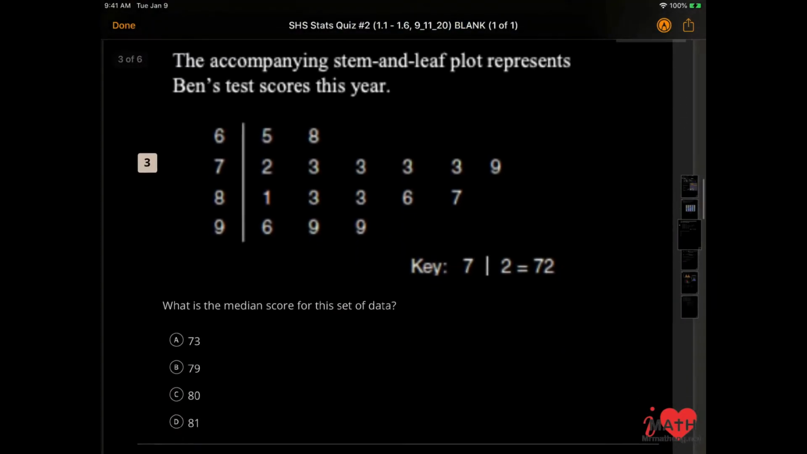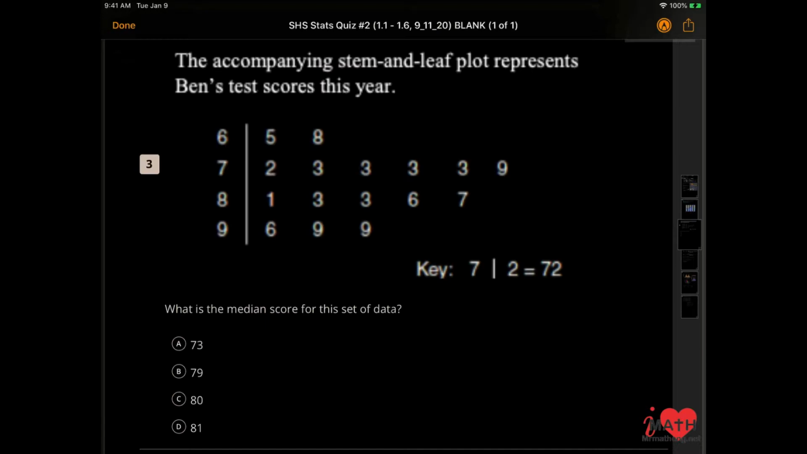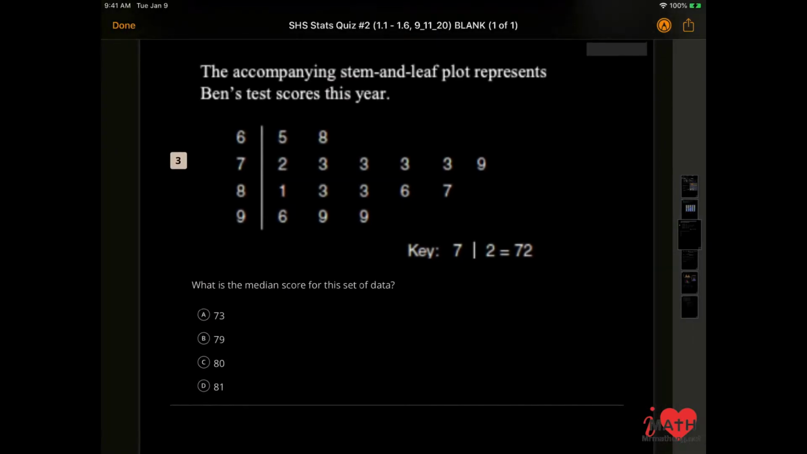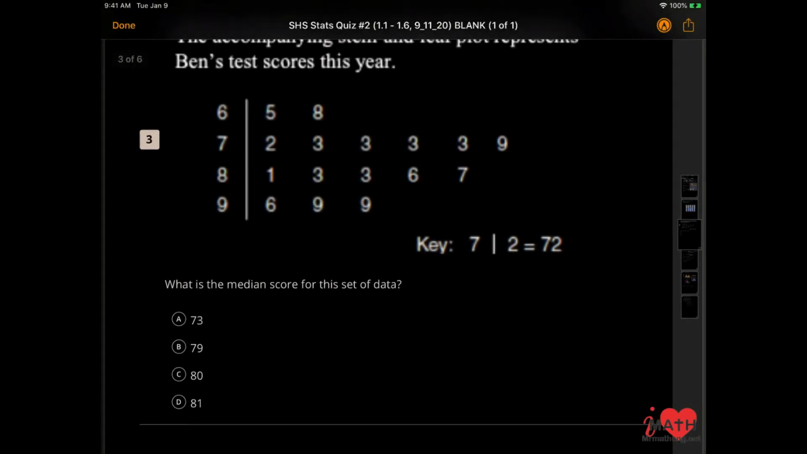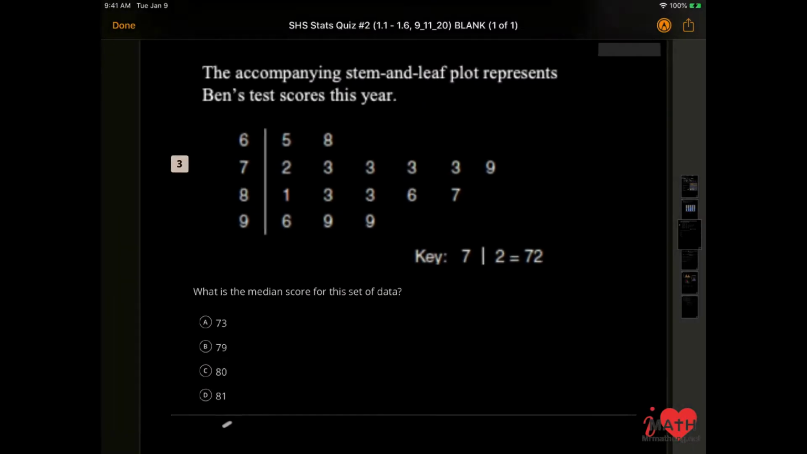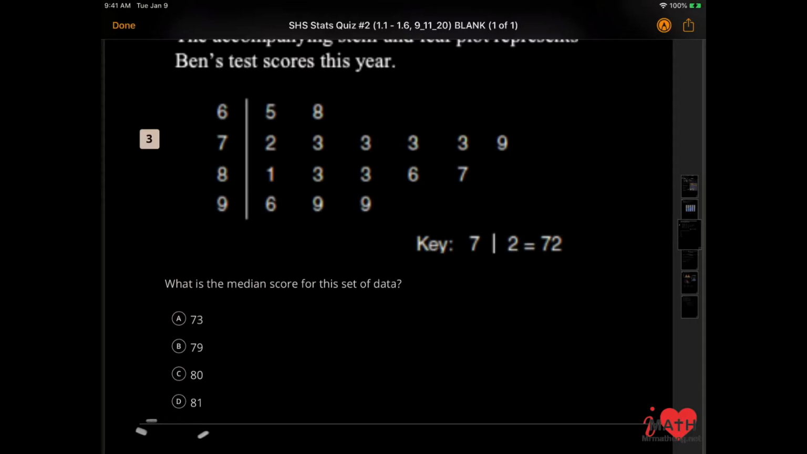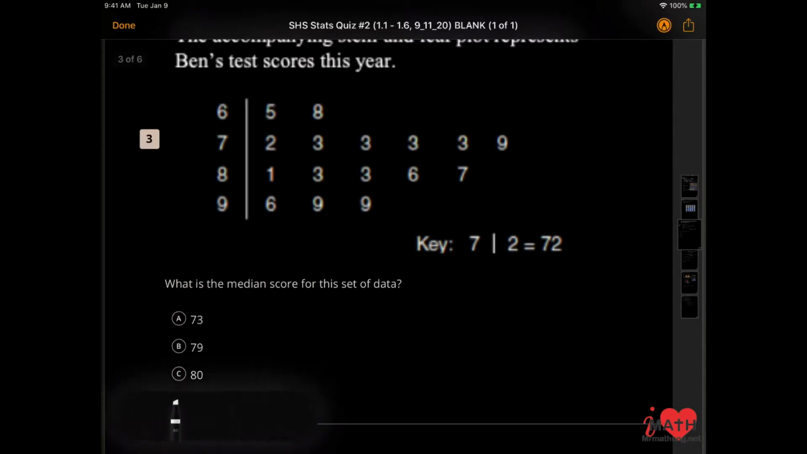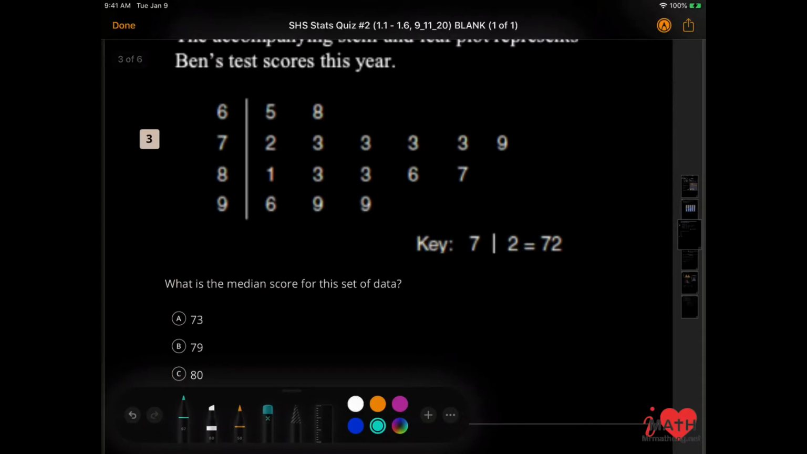All right, question number 3. The accompanying stem and leaf plot represents Ben's test scores this year. Remember, the key tells you 7 bar 2. That is a stem, then the leaf. The stem is the 10s, the 70s, and the leaf is the 2, so that would be 72.